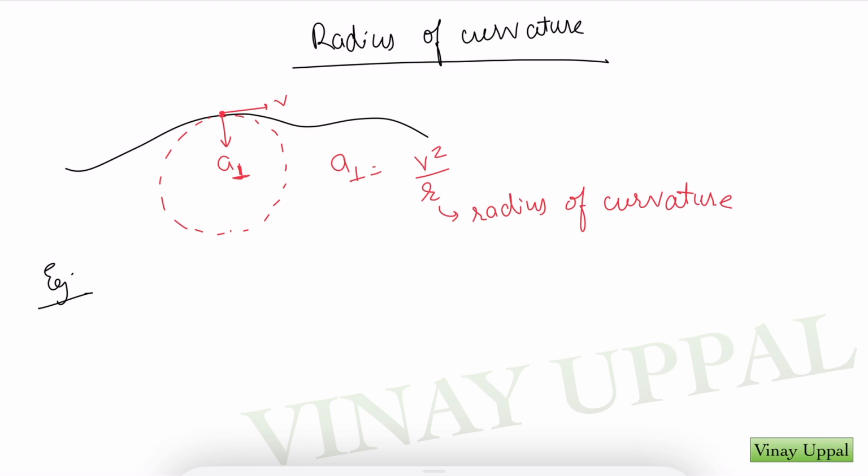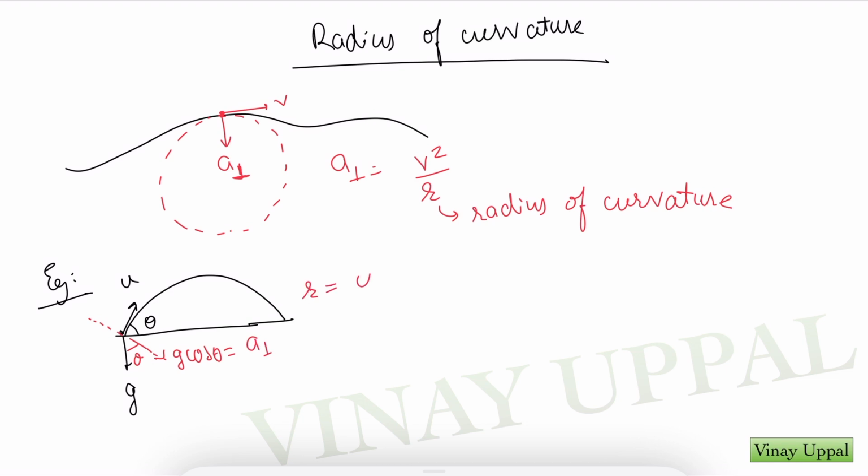So for example, I have a projectile motion and initial angle of projection is theta and velocity is u and acceleration due to gravity is g. So if I want to find the initial radius of curvature, I'll need to find the component of acceleration perpendicular to velocity. So that will be g cos theta, and therefore the radius of curvature would be u squared divided by g cos theta. So that's how you figure out the radius of curvature.